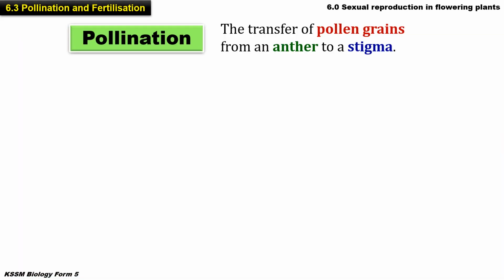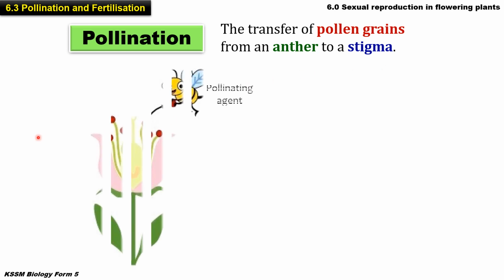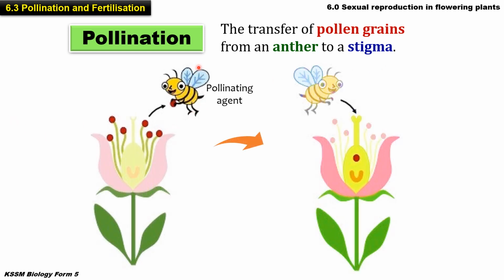What does pollination mean? Pollination is a process which is the transfer of what? Pollen grain. This pollen grain comes from what? From the anther and then goes to where? Go to stigma. So it's like this. In the anther, there is a pollen grain. So the pollen grain in the anther will be transferred by who? By the pollinating agent to where? To the stigma. So this is the definition for pollination.